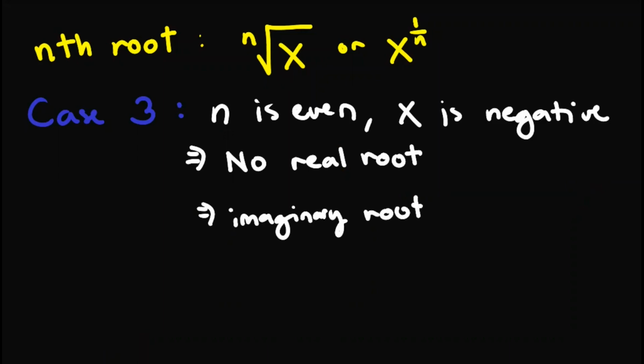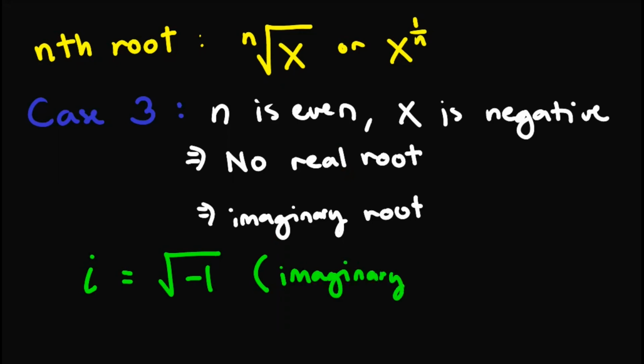And that is what we'll be discussing in the next video. As an introduction to that, we'll introduce the concept of i, which is equal to the square root of negative 1. This is the imaginary number. So these are the basics on radicals.